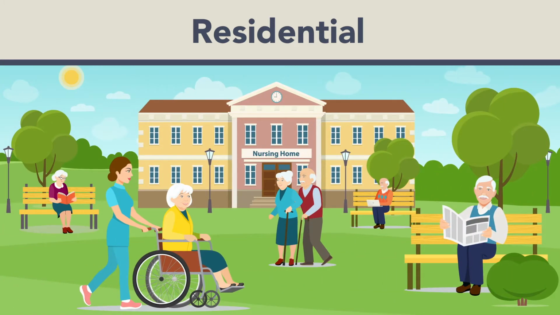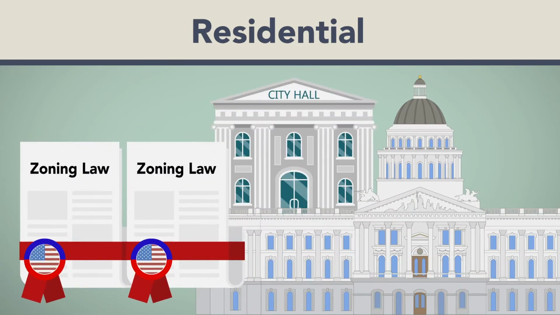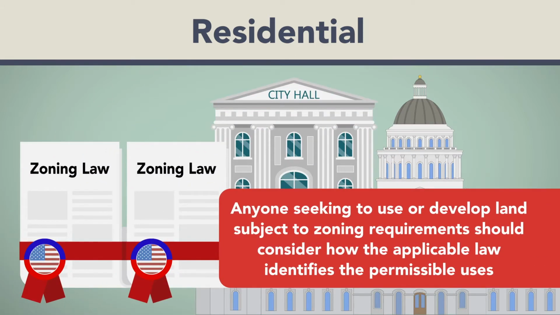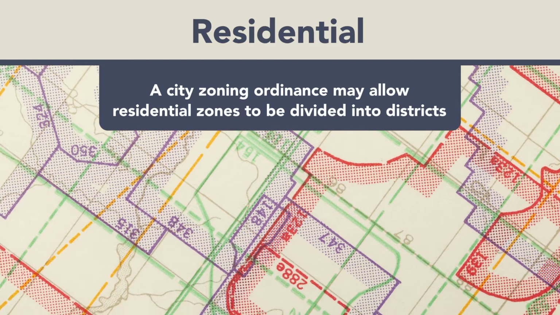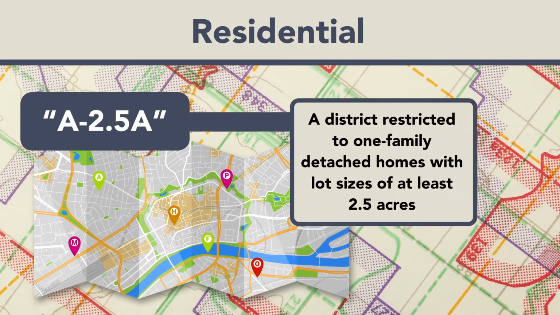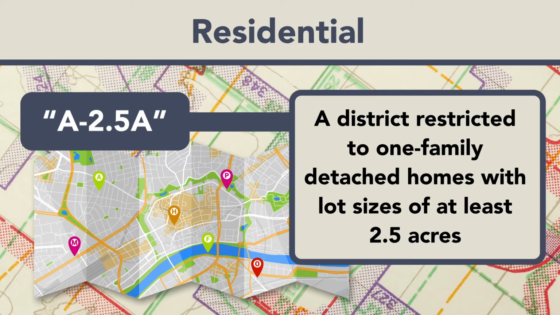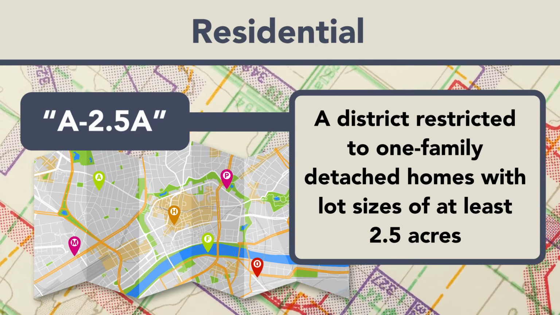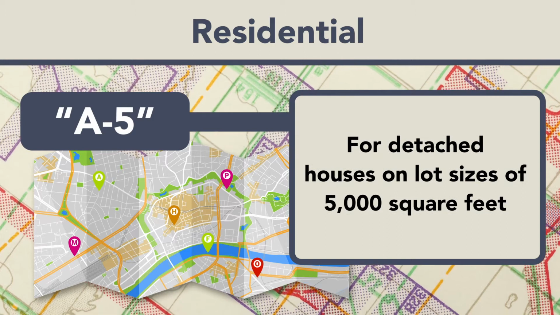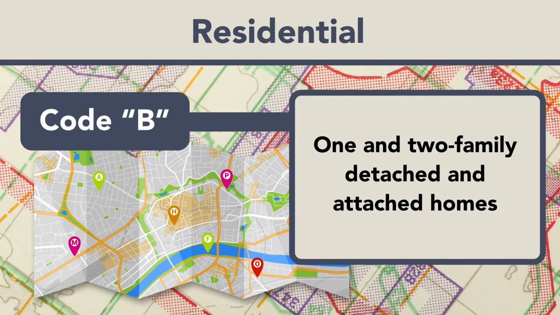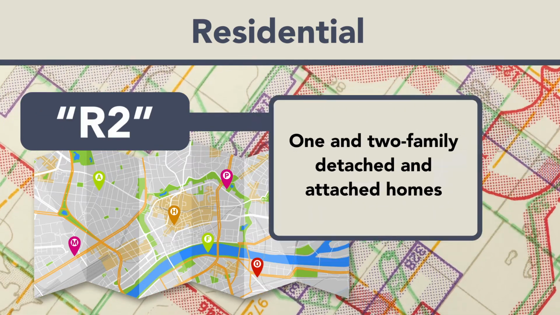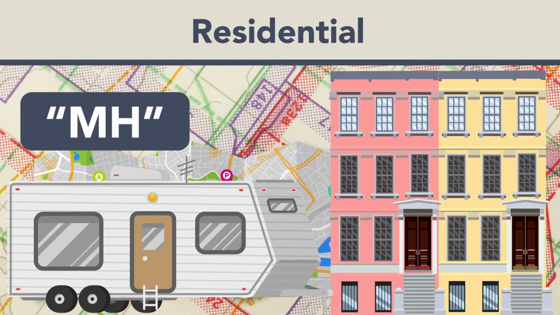facilities, and more. Because zoning laws are state and local in origin and can vary in their terms, anyone seeking to use or develop land subject to zoning requirements should consider how the applicable law identifies the permissible uses. For example, a city zoning ordinance may allow residential zones to be divided into districts. The code A2.5A may refer to a district restricted to one-family detached homes with lot sizes of at least 2.5 acres. The district with an A5 code may be for detached houses on lot sizes of 5,000 square feet, Code B for one- and two-family detached and attached homes, R2 for townhomes, MH for mobile homes, and so on.